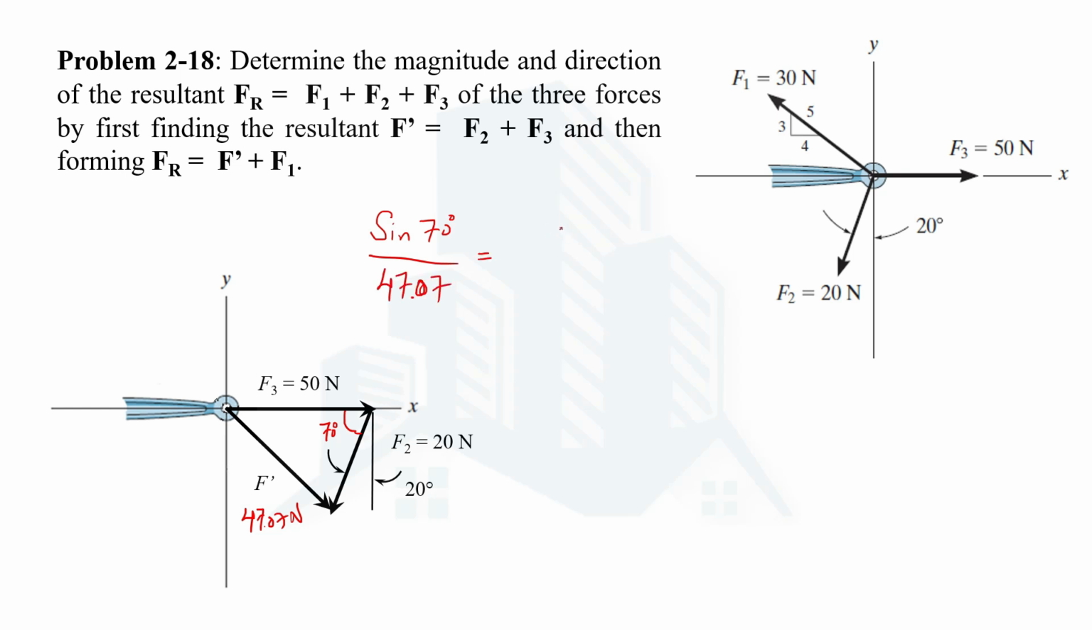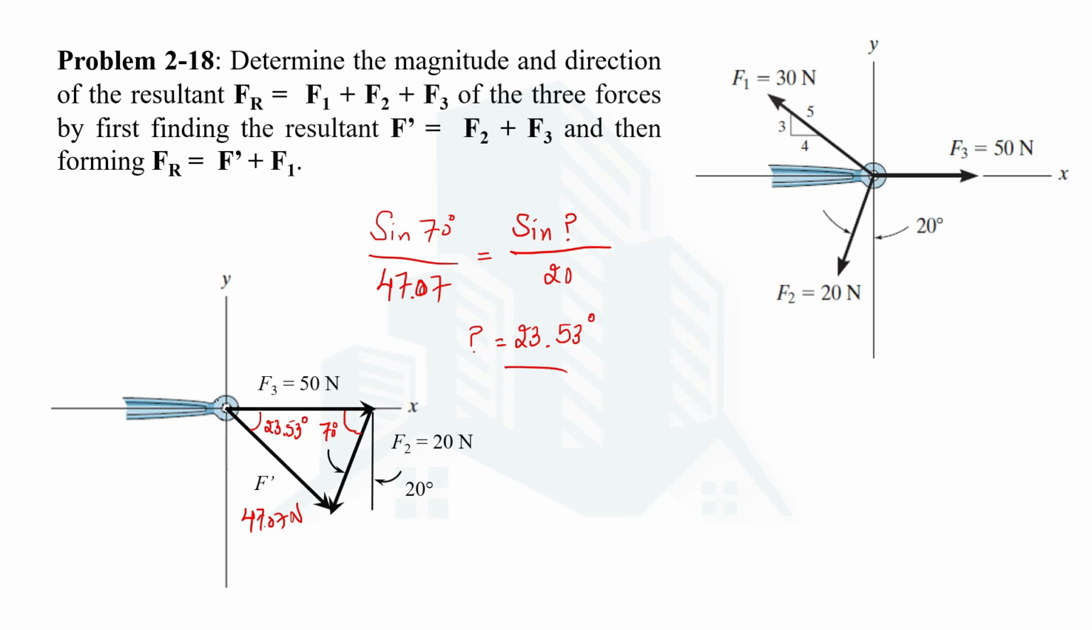47.07, which would be equal to, actually we are interested in determining this angle because this angle is the direction of F dash. So sine of the direction of F dash divided by the opposite side, which is F2, that is 20. So this unknown angle will now be equal to 23.53 degrees. So this is 23.53.